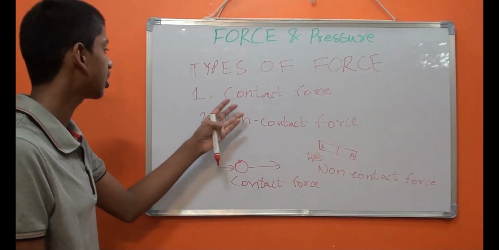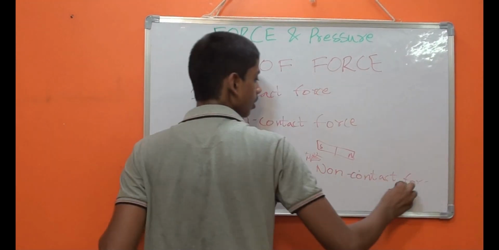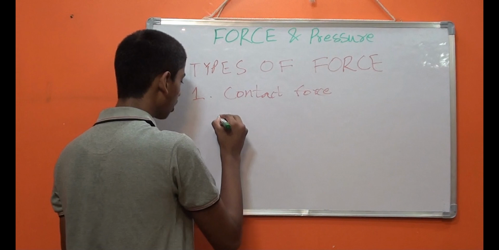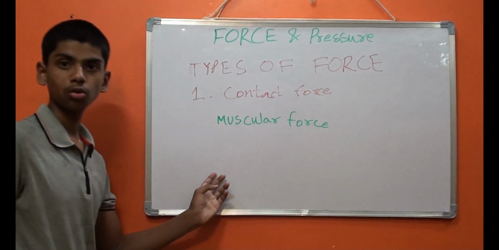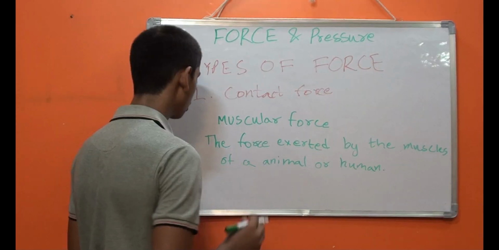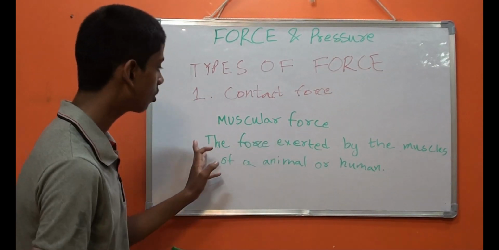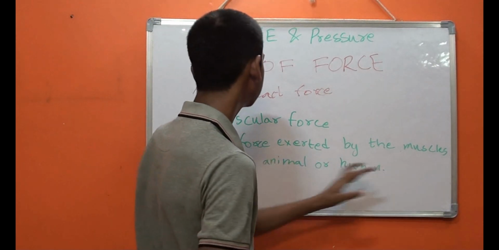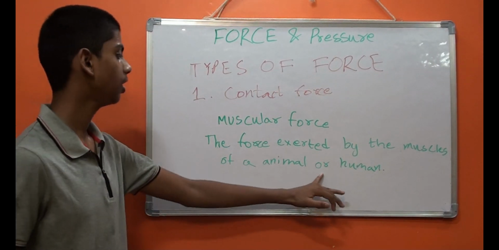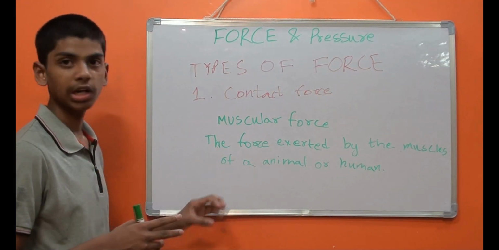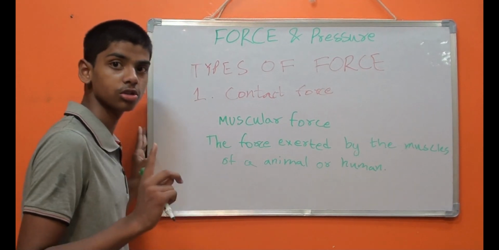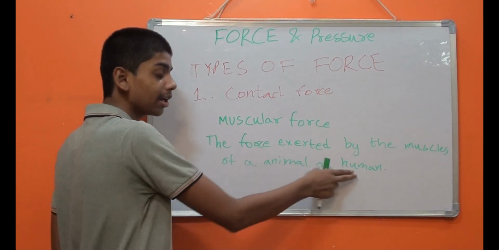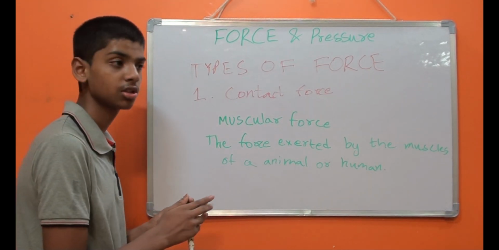Friends, now let's see the types of contact force. The first type of contact force is muscular force. What is muscular force? The force exerted by the muscles of a human or an animal. For example, when you are running, your legs are exerting force onto the ground. That is a type of muscular force.